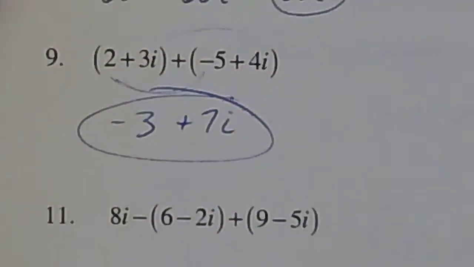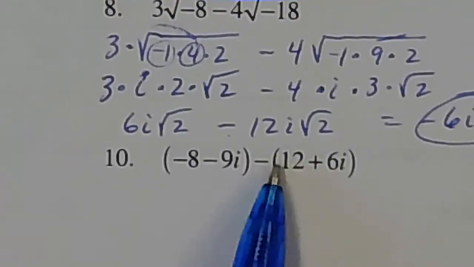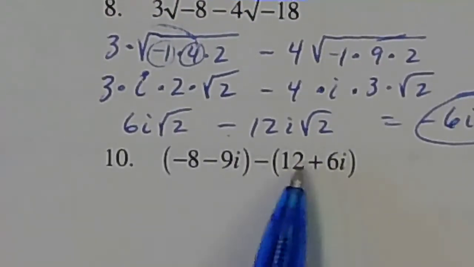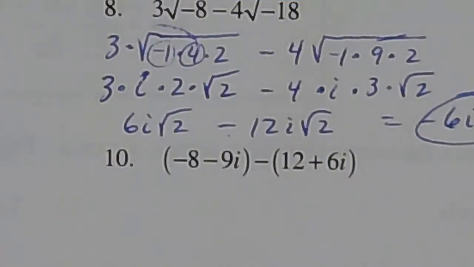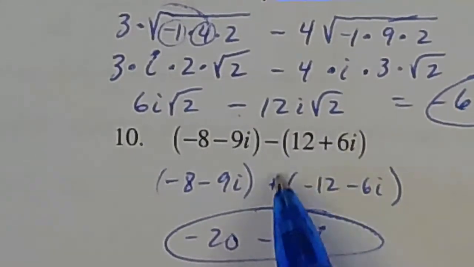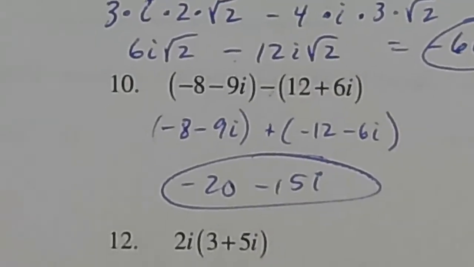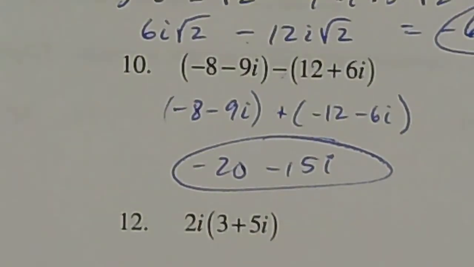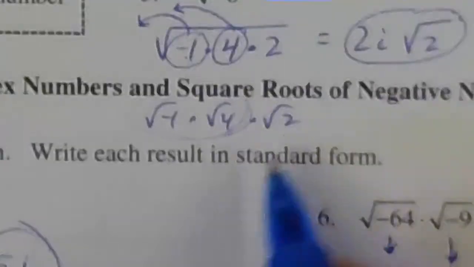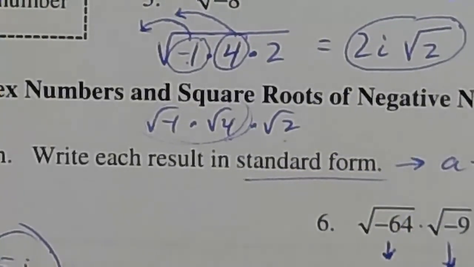Okay, you try 10, but just realize we're subtracting now. You're subtracting the 12 and the 6i. So don't forget to apply that. Go ahead. All right, doesn't take long. You might want the step in between that shows you applied the negative. So it's a negative 12 and minus 6i. There we go. A plus bi form. By the way, that is what they mean by standard form. If it says write each result in standard form, they're talking about a plus bi.